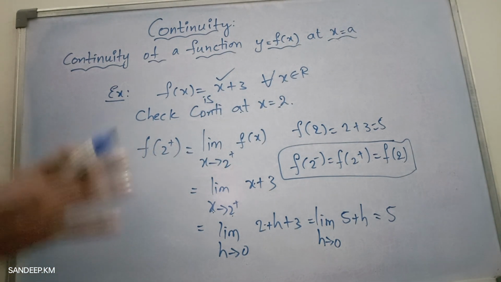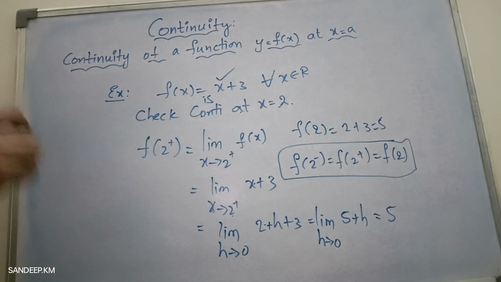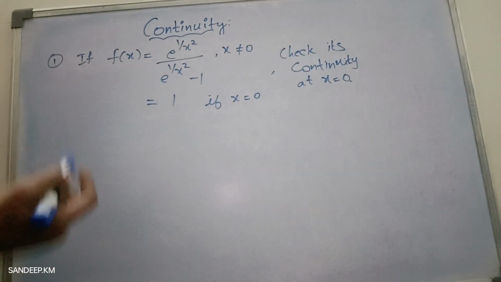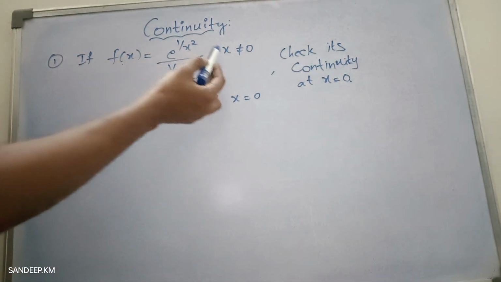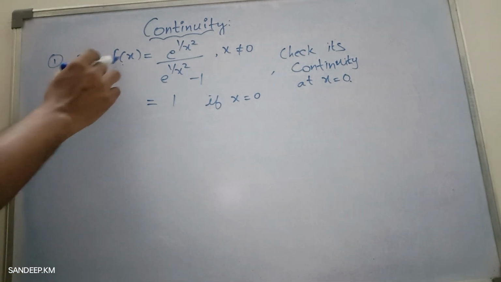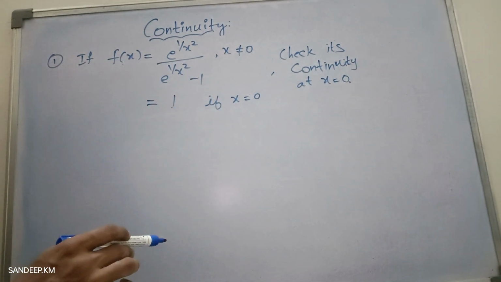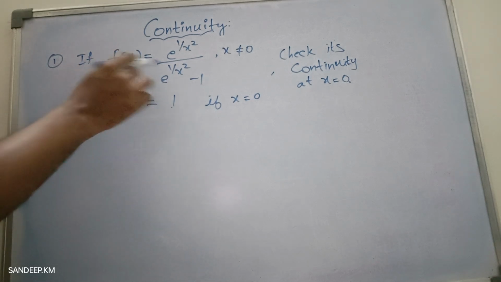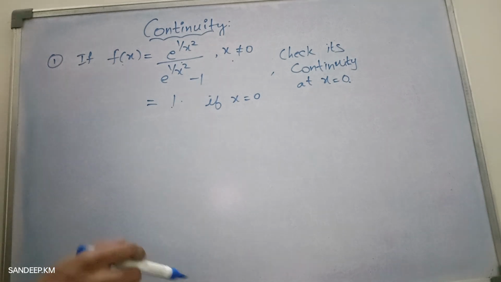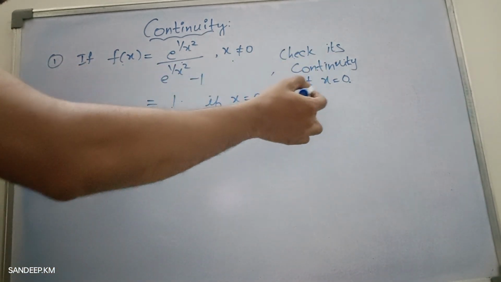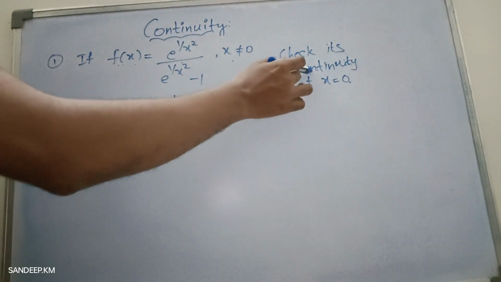Fine. Now let us start solving the problems based on continuity at x is equal to a. Let us take the first question. Here is our first question. f of x is equal to this particular function when your input is not 0, and the same f of x is equal to 1 if input is equal to 0. Okay na? So it is a piecewise function. f of x is equal to two different types of functions for different inputs, piecewise functions. Okay na? We are supposed to check its continuity at x is equal to 0. So which means I have to check whether f of x is continuous or not at x is equal to 0.